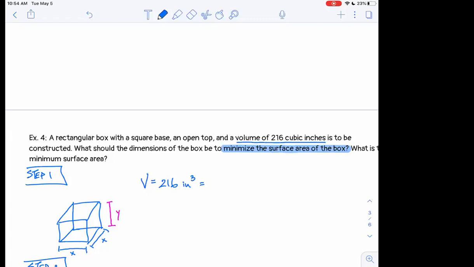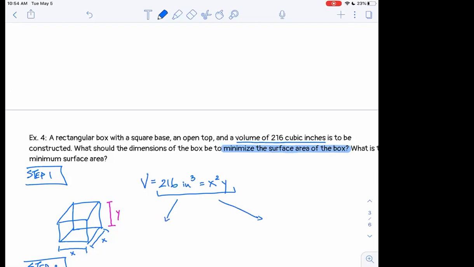X times y. X times y, exactly. That's our length times width times height. So I'm going to say x squared times y. Okay. Now, with this equation, just like last time, I have 2 options. I can isolate y or I can isolate x.